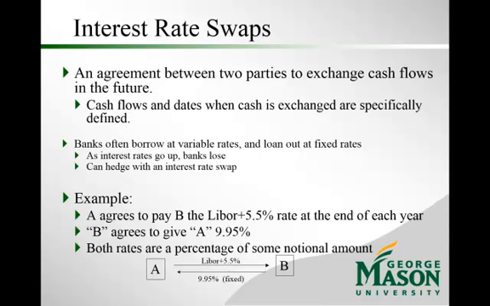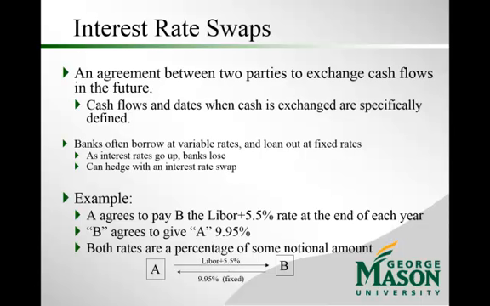The way that they can protect themselves against interest rate fluctuations is to hedge against interest rates with an interest rate swap. So in the example here, Bank A agrees to pay Bank B LIBOR plus 5.5% at the end of each year. LIBOR plus 5.5% is a variable rate, because LIBOR is going to go up and down, and when you add 5.5% to that, it's a variable rate that goes up or down. And then Bank B agrees to give Bank A 9.5%. So Bank B is swapping a fixed rate for a variable rate. If a bank has a lot of variable rate loans, they might want to swap out variable rate for fixed rate.